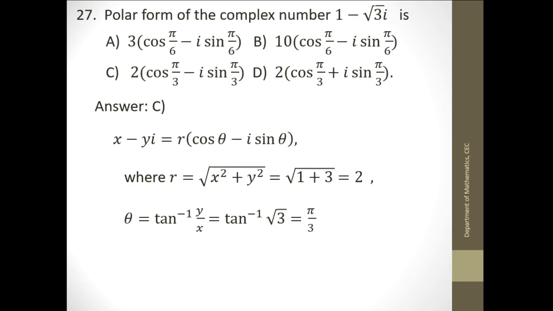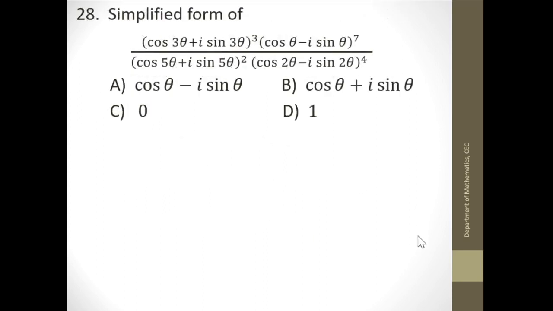See, minus sign means x minus iy. Therefore, minus sign here, minus i sin pi by 3. Answer is C. Next question. To simplify this, use De Moivre's theorem. Now, cis theta is cos theta plus i sin theta. So apply that formula. Cis theta whole power n is cis n theta.